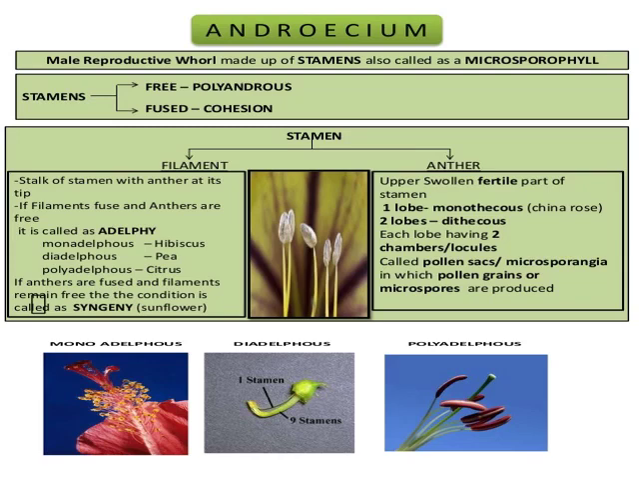Similarly, anther consists of two lobes. One is called monothecous, the other one is called dithecous. Each lobe has a chamber or locule called pollen sacs, or microsporangia, in which pollen grains or microspores are produced.